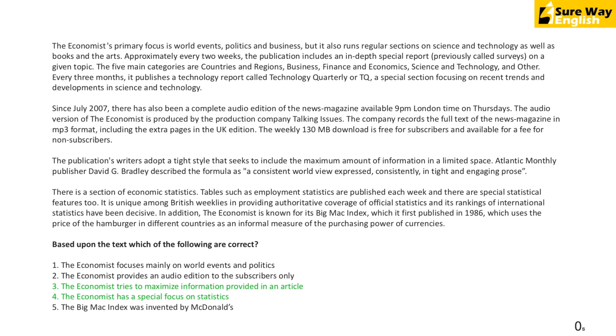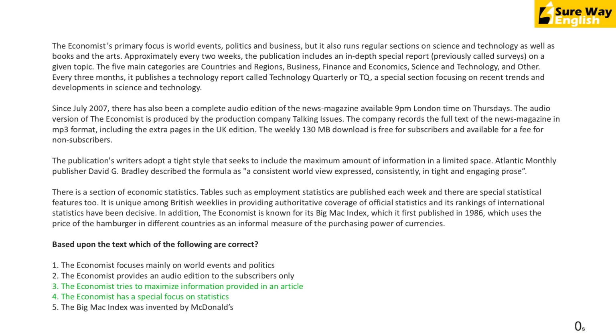Second one, The Economist provides an audio edition to the subscribers only. Now we know that this information is in the second paragraph, so we go there. And it says the weekly 130 MB download is free for subscribers and available for a fee for non-subscribers. But our option says that it's available to the subscribers only. What it actually is, is that to the subscribers it's available free, but the others can also have it, for a fee. So this option is not correct.